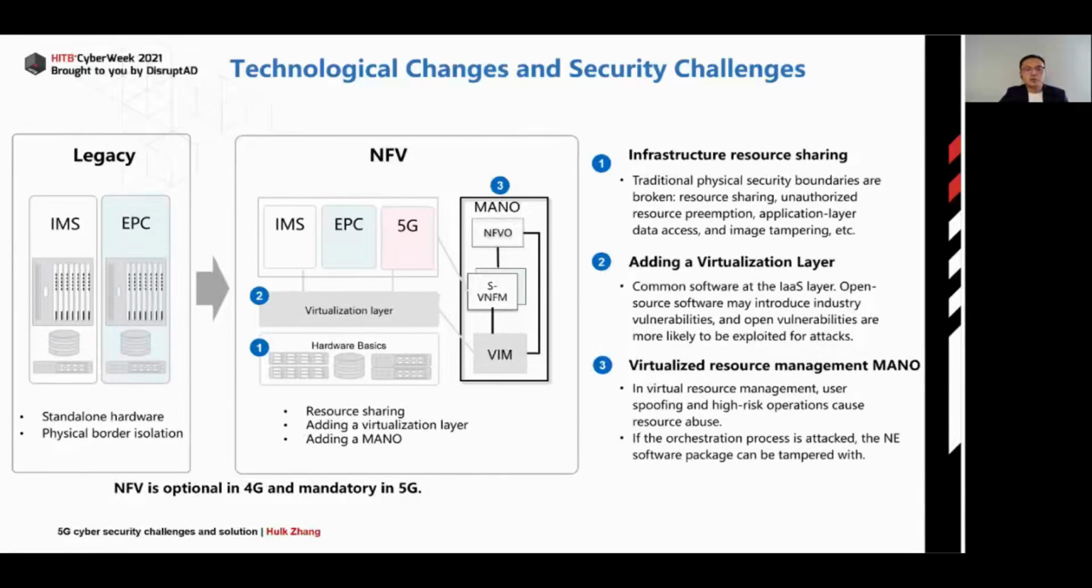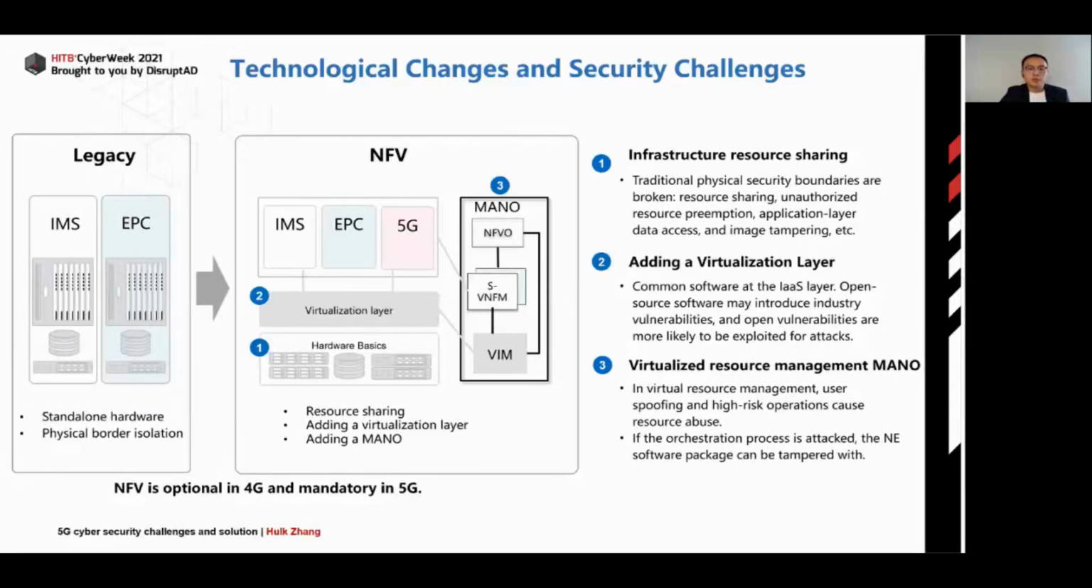But nowadays, to increase the service effectiveness and reduce the cost, network function virtualization is used, and it has become mandatory in 5G. Let's see this figure, there are three newly existing components. The first one is the hardware basics. It means one hardware infrastructure will be provided for all kinds of network equipment or network functions. To do this, a second new thing is introduced. This is the virtualization layer. According to this virtualization layer, those different network functions can be run on many virtual machines.